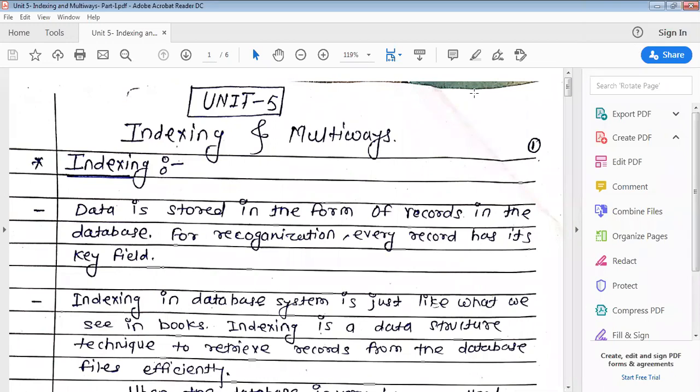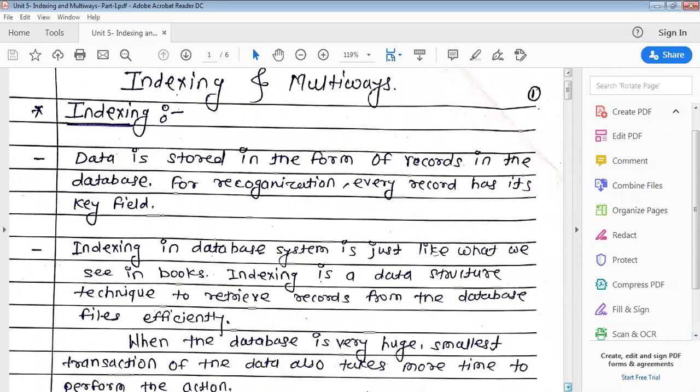Now we discuss indexing and multivalues, which is Unit 5. This is my handwritten notes, which makes it easy to understand indexing and multivalues. So what is indexing?